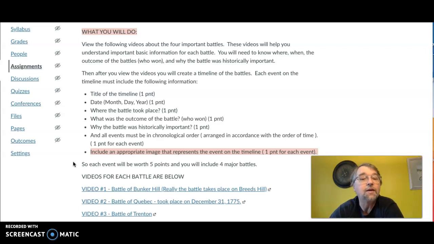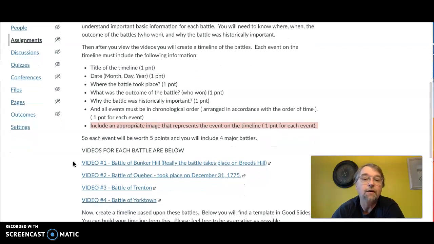Where the battle took place. What was the outcome of the battle? So in other words, who was the winner of that battle? And why was the battle historically important? And all the events must be in chronological order. So in other words, on your timeline, you need to arrange them in accordance with the order of time. And you need to have an appropriate image that represents the event on the timeline.